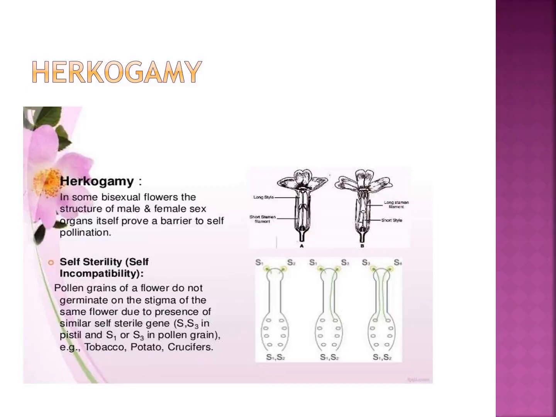The second picture, S1, S2. The pollen grains of a flower do not germinate on the stigma of the same flower due to the presence of a similar self-sterility gene. So S2 and S3 are in the pistil and S1 and S3 are in the pollen grain. An example is tobacco and potato.